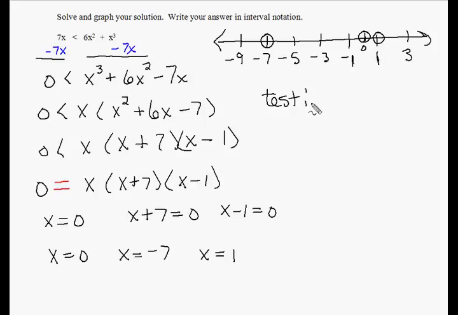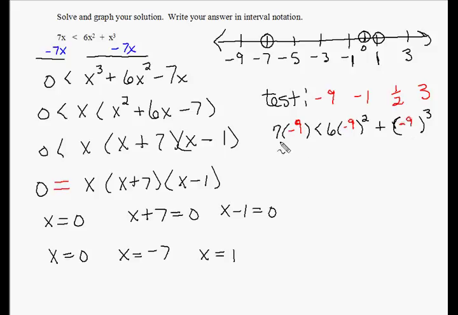So the numbers that I'm going to test will be on the other side of negative 7, like negative 9, between negative 7 and 0, like negative 1, between 0 and 1. Well, this is where things get a little tricky. A number between there is like a half. And then on the other side of 1 is something like the number 3. And all of those get tested back in the original inequality. I'll first test negative 9 in that original inequality and see what we come up with.